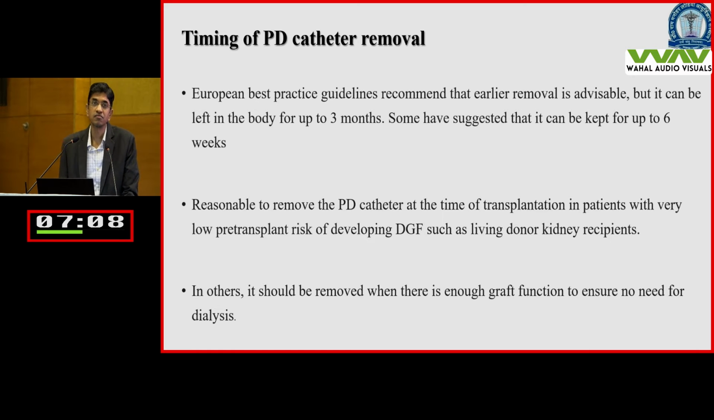What about the PD catheter? Again, there are no specific guidelines, but some societies have suggested that the PD catheter can be kept for as long as up to 3 months, so that you almost negate the possibility of requiring dialysis in the post-transplant period in the case of graft failure or delayed graft function. Some have said that it can be kept to 6 weeks, and some have also suggested that if you are taking patients for a live renal transplant, where the risk of delayed graft function is anyhow very low, you can still consider removal of the PD catheter right at the transplant itself.